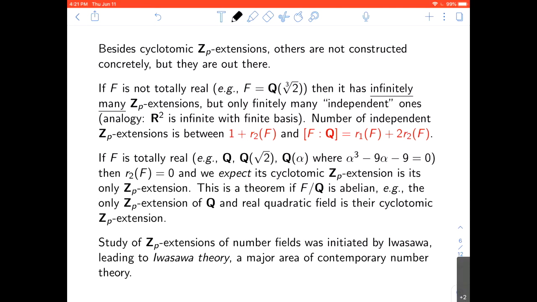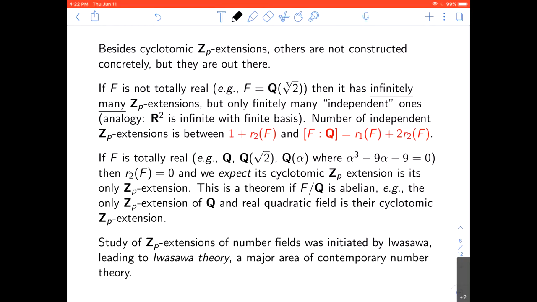It's related to the number of real embeddings of the field, that's the R1 of F, and the number of non-real complex embeddings of the field. That's the R2 of F. So a totally real field has no embeddings into C that are not actually into R. So the R2 in that case is 0. And so we think that totally real fields like Q adjoin the square root of 2 or Q should only have the cyclotomic ZP extension as its only ZP extension. And this is known to be true.